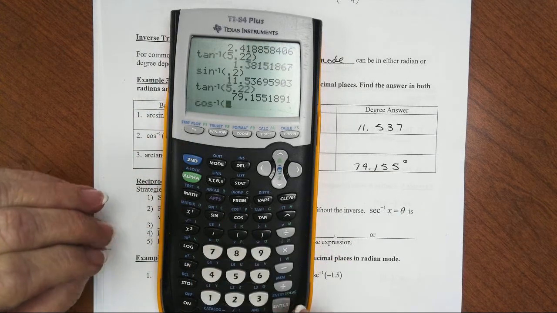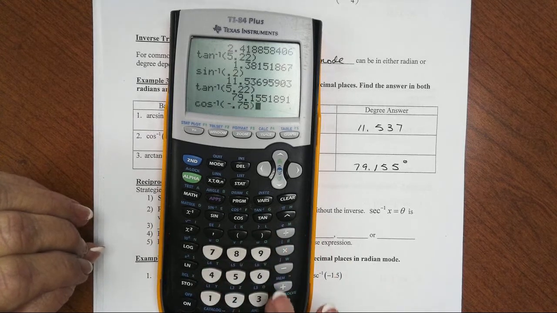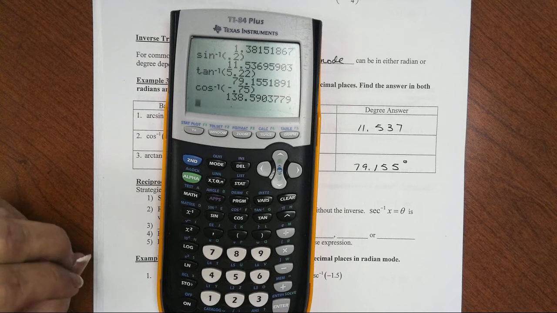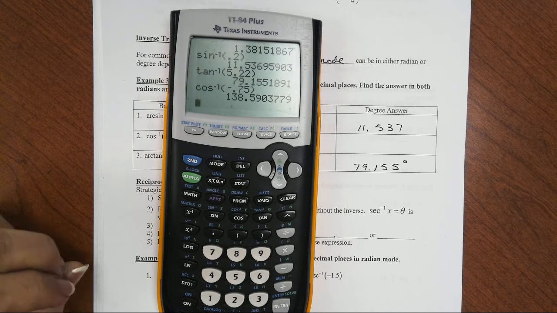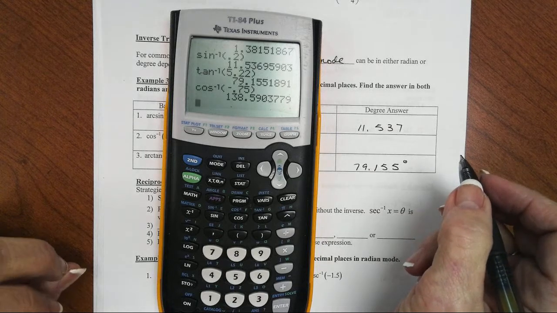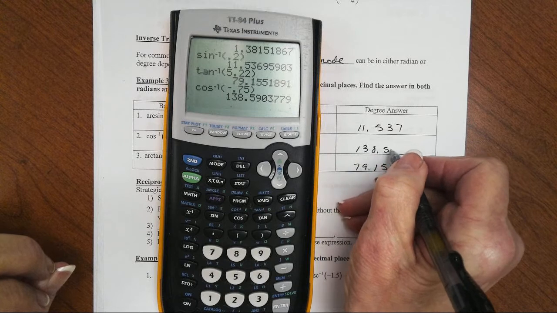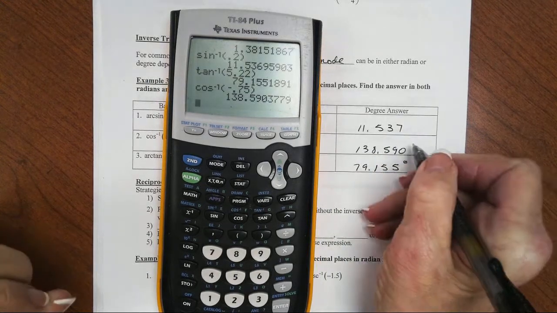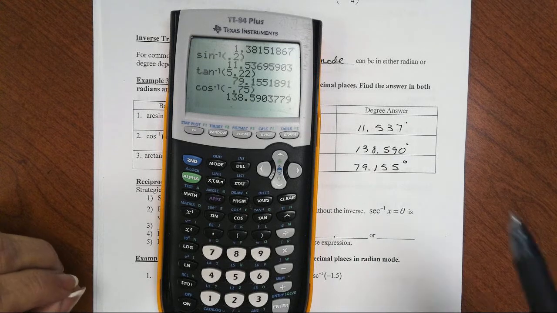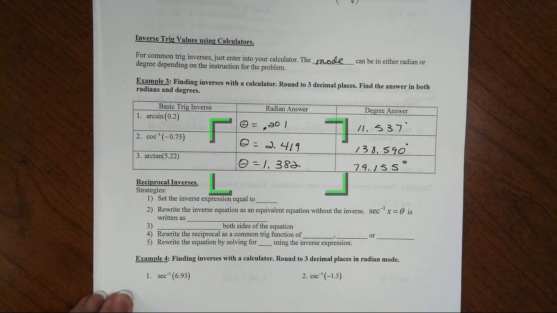And let's do the angle whose cosine, second cosine, is negative 0.75. And I get 138.590 degrees. Alrighty, so now let's finish these notes.